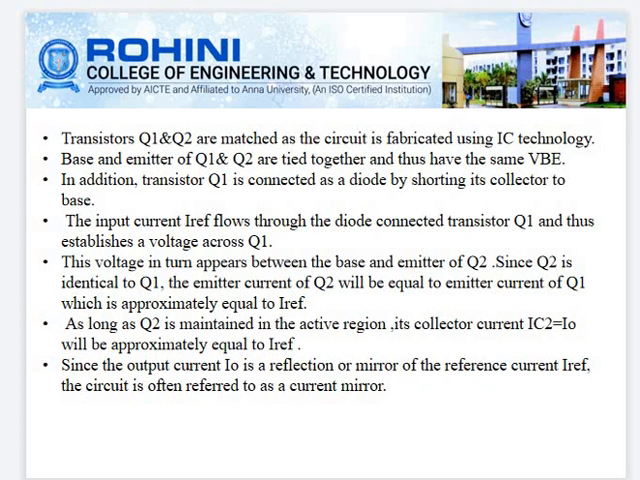The input current I reference flows through the diode connected transistor Q1 and thus establishes a voltage across Q1. This voltage in turn appears between the base and emitter of Q2. Since Q2 is identical to Q1, the emitter current of Q2 will be equal to the emitter current of Q1, which is approximately equal to I reference. As long as Q2 is maintained in active region, its collector current IC2 equal to I0 will be approximately equal to reference current. Since the output current I0 is a reflection or the mirror of reference current I reference, the circuit is often referred to as a current mirror.